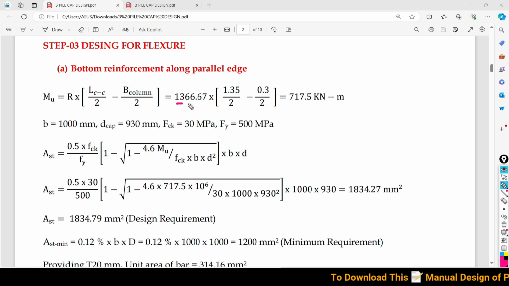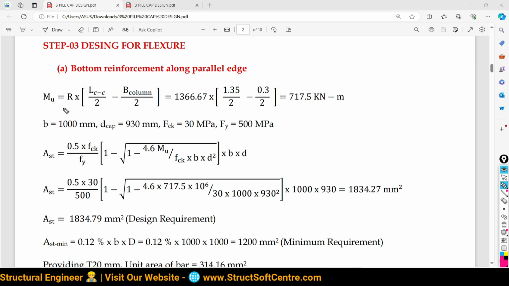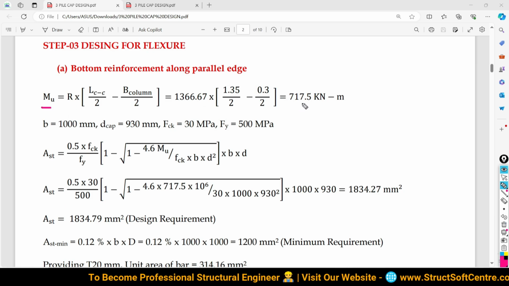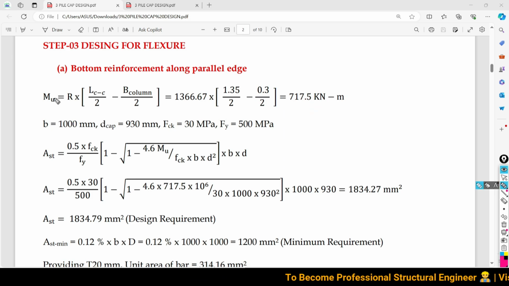So I am going to put the reaction, I am going to put the center to center distance divided by 2 minus width of the column, which we have given as 0.3, that is 300 mm, divided by 2. After doing this calculation, we are getting the ultimate moment, or we can say factored moment, as 717.5 kilonewton meter. After this, we are going to do the calculation of the reinforcement over the 1 meter width. That's why we are going to consider 1000 mm.